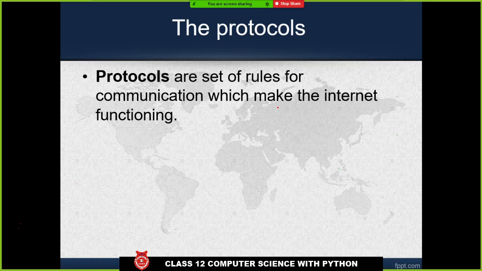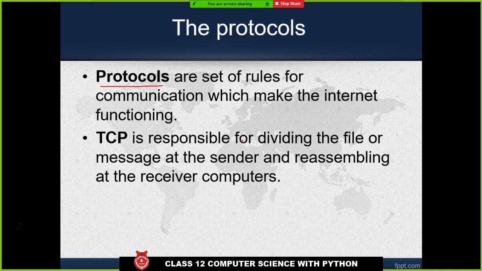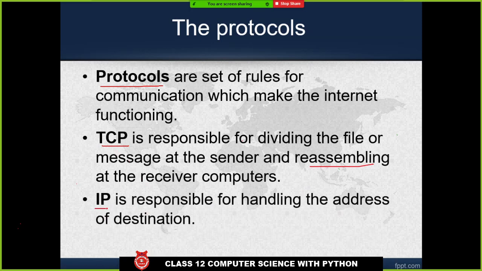For the users, we have our own language. For example, Mizo people communicate in Mizo language even on the internet, and English people will communicate in English language. Those are the rules. But the protocol which I'm talking about here is the rule for the machine: how your mobile phone will communicate with another mobile phone. That is the protocol. And TCP is responsible for dividing the file, as we have learned previously, and reassembling it. This is one rule. Another rule is IP, which is responsible for handling the address of the sender as well as the destination.